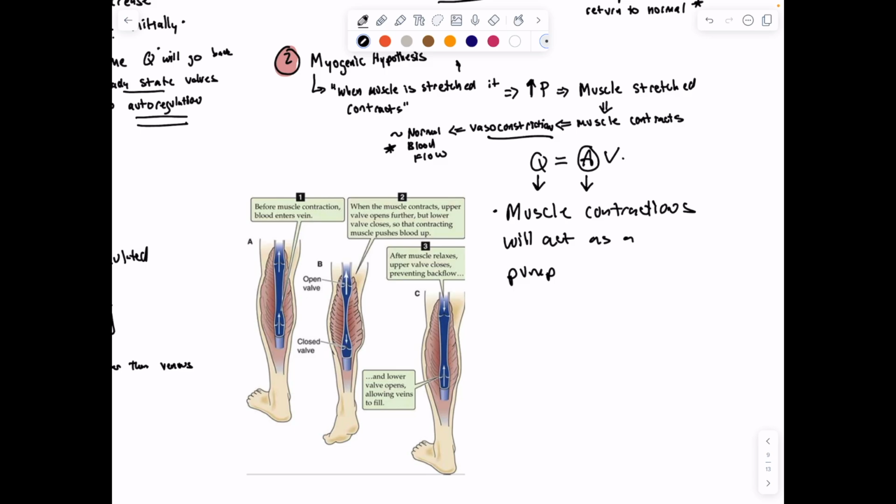All right, so basically you have this idea further that muscle can act as a pump in different parts of the body. So if you're running, then the contractions of your muscles are going to push on your veins, and by pushing on your veins, it's going to push the blood through the valves in your veins, and then when you relax, the valves are closing.